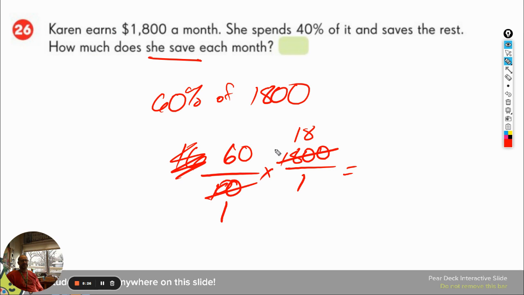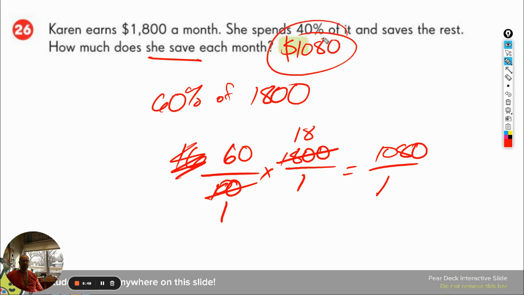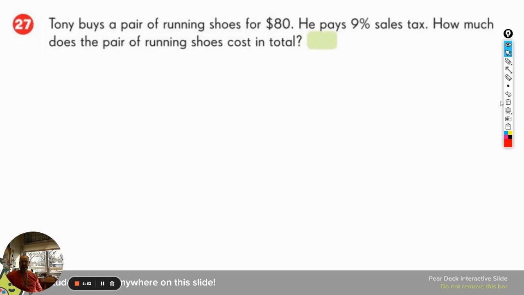6 times 18 is... 6 times 10 is 60. 8 times 6 is 48. Add that together, you get 108 over 1. I did something wrong. Oh, no, I didn't. 60 times 18 is 1,080. There we go. So how much does she save each month? $1,080. Confuse myself sometimes. All right.